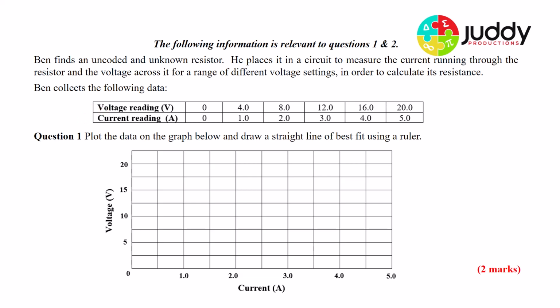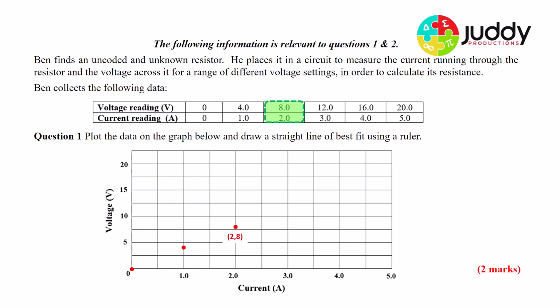So question number 1, plot the data on the graph below and draw a straight line of best fit using a ruler. Okay, so this is pretty simple. First of all, we take our first set of data, 0 volts and 0 amps, and we plot that as a coordinate on our graph. So here's our point 0, 0. We go across next and we've got a current of 1 and a voltage of 4. So a current of 1 meeting with a voltage of 4, we put a dot.